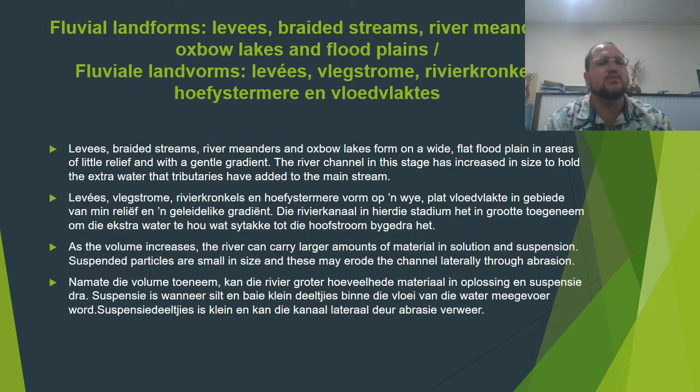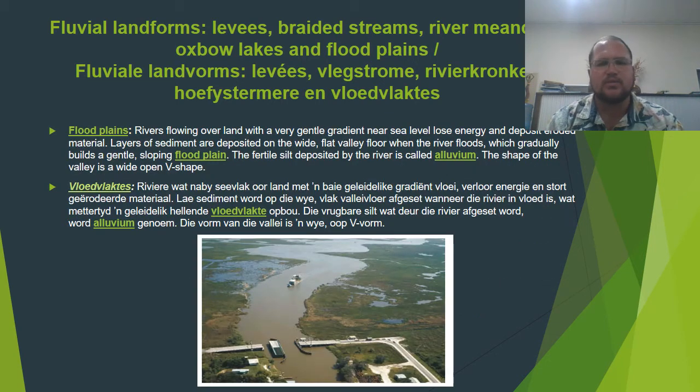More fluvial landforms: levees, braided streams, river meanders, and oxbow lakes form a wide flat floodplain in areas of little relief. So little relief, small to little gradient. The river channel in this stage has increased in size to hold the extra water that tributaries have added to the main stream. As the volume increases, the river can carry large amounts of material in solution and suspension. The suspended particles are smaller in size and they may erode the channel laterally through abrasion. So you can read through this on your own time.